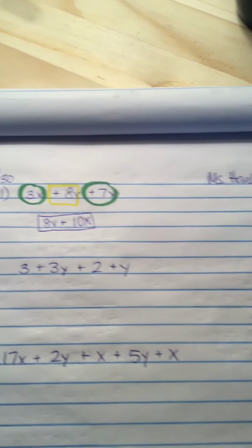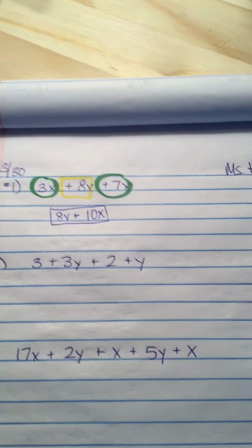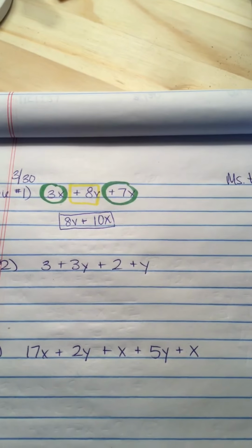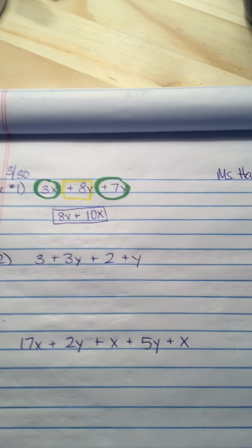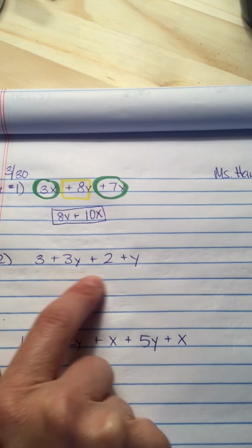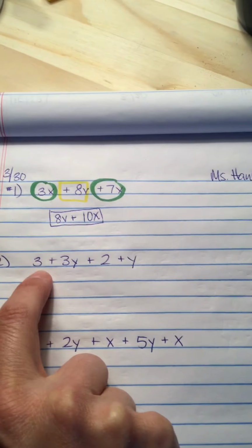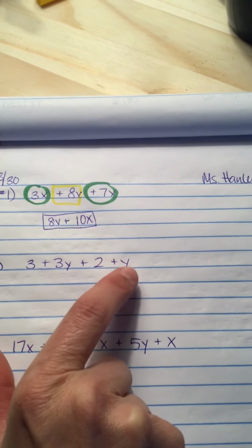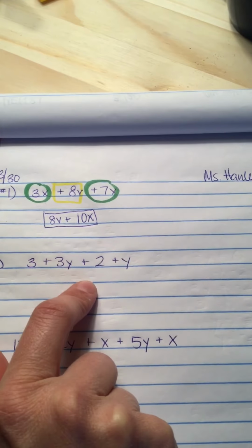So now let's look at our next one. We have 3 plus 3y plus 2 plus y. So this one's a little more complicated. I have 4 different terms. A term is just each kind of little word in this mathematical sentence. So we have 1, 2, 3, 4 words separated by the plus signs.